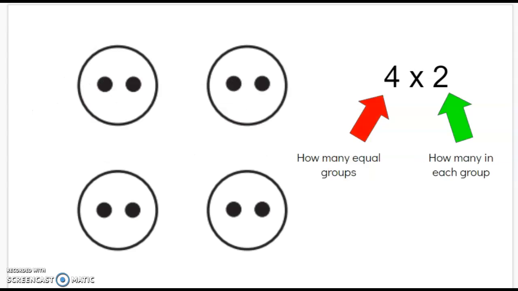Let's look at it this way. The same problem, 4 times 2, but here, with this picture, this number is telling us how many equal groups, and this number is telling us how many are in each group. Both of these problems have the same answer, and they help us to solve.